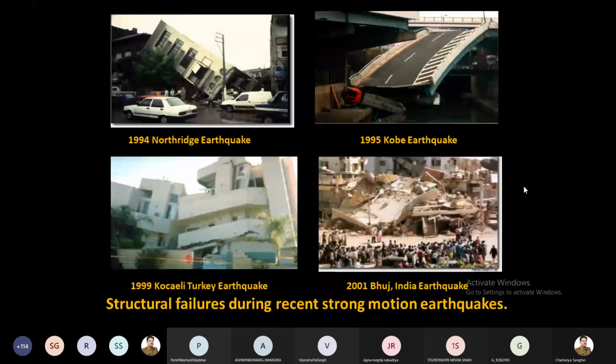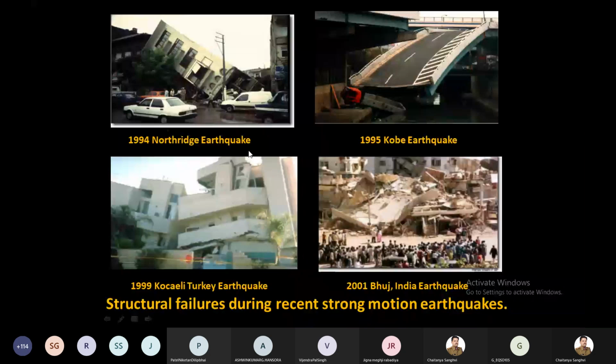So here we are talking about the inelastic response. The inelastic response means we are talking about ductility. So you have to make your structure ductile so that it will absorb maximum energy. So earthquake resistant design is basically not a strength-based design. It is an energy absorption based design. Here we are making our structure in such a way that it will absorb the energy supplied by the earthquake. All right.